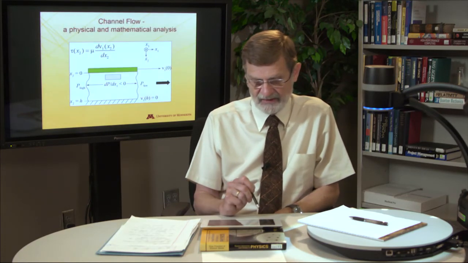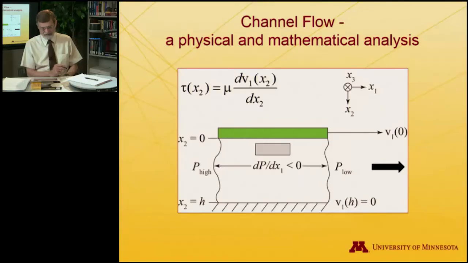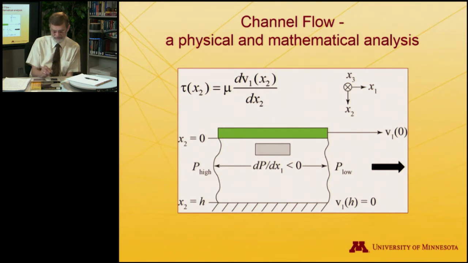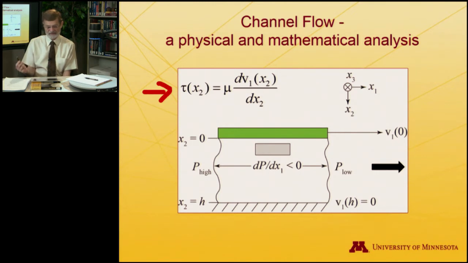So let's see how we can tackle this problem. Already we know something from discussions in class. We have an expression for the shear stress as a function of vertical position, and it's related to the gradient in velocity, right? So we want two quantities. We want the velocity and we want the shear stress, and we have one relationship already between them.